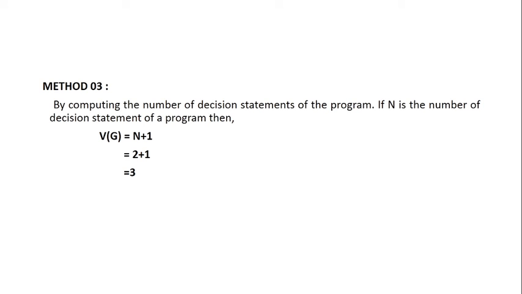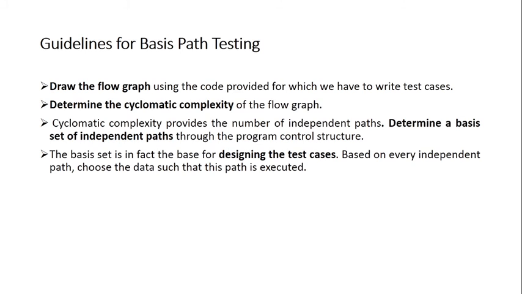So once you know the total number of linear independent paths, you can identify them and accordingly design the test cases. The guidelines for basis path testing are: first of all, you are supposed to draw the control flow graph. From that control flow graph, you determine the cyclomatic complexity, that is Vg. Once you have identified this, then determine the basis set of linear independent paths. That means identify all those linear independent paths. Now for each individual linear independent path, design the test cases, right? So these are the guidelines.